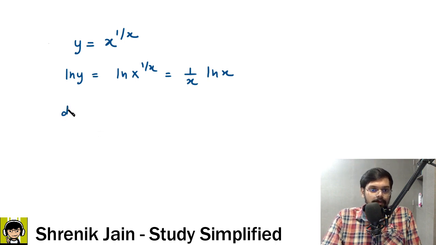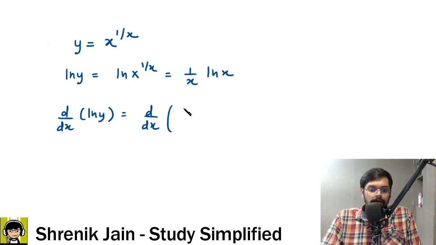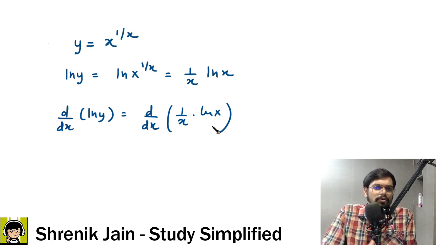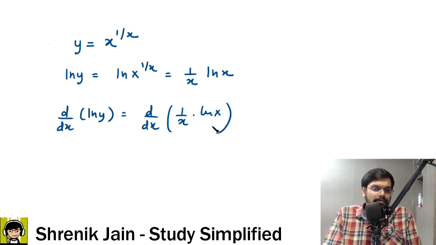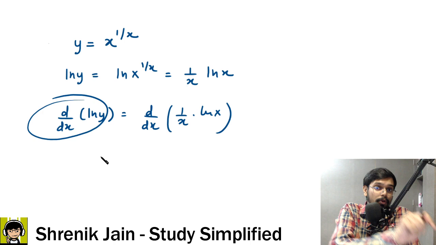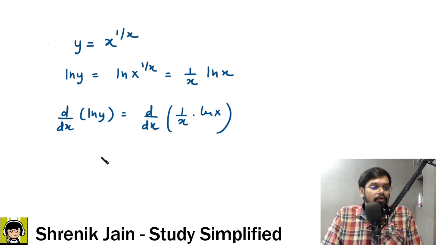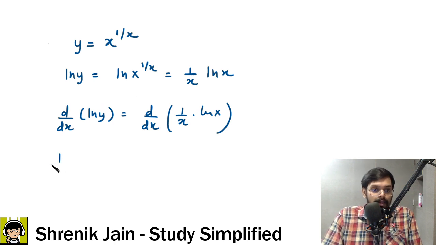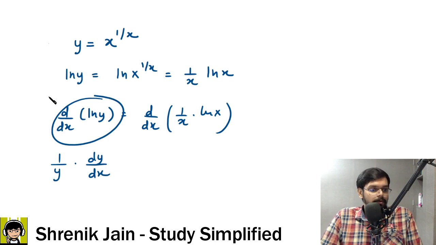Now differentiate both sides with respect to x. So d by dx of ln y is equal to d by dx of 1 by x into ln x. You can take it as u into v format. Otherwise, if you want to take u by v format also, you can do it. It's up to you. But how do we differentiate ln y with respect to x? I hope you remember my implicit function concept. What I have told you is first differentiate this function with respect to y. So ln y differentiation is 1 by y, and then multiply with dy by dx. In this way, you differentiate the complete left hand side.